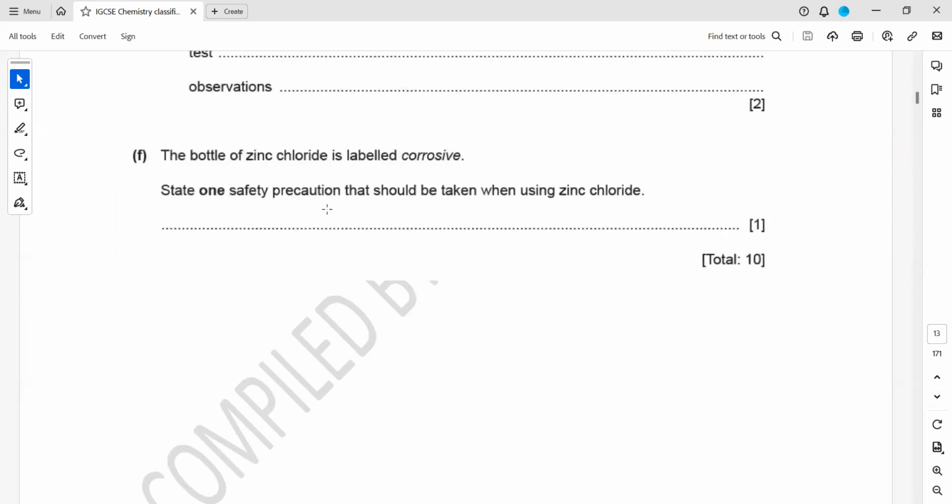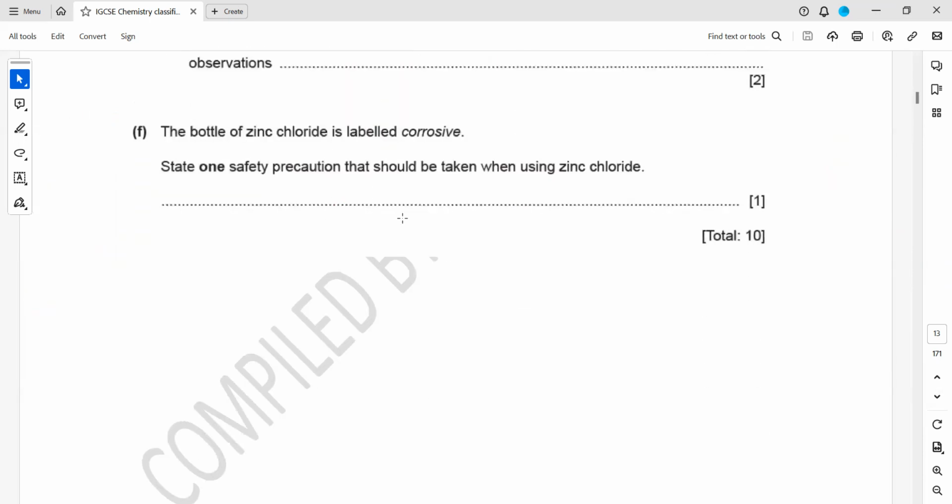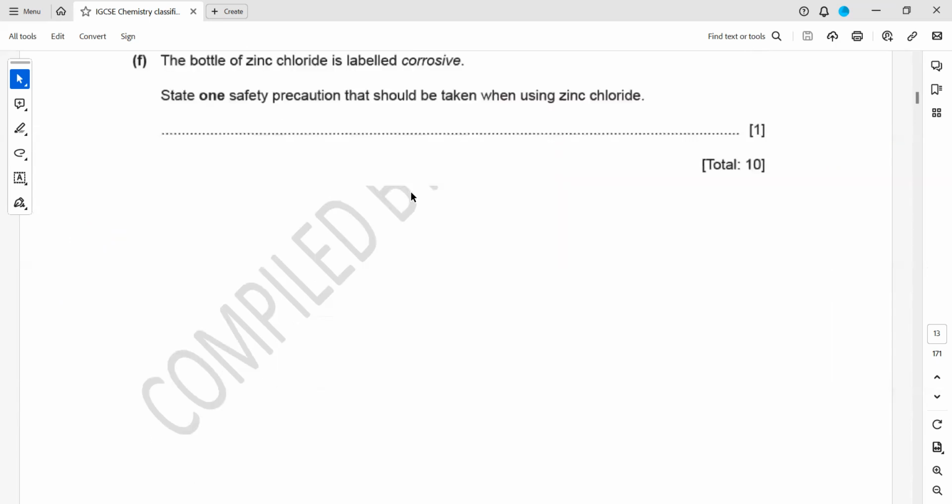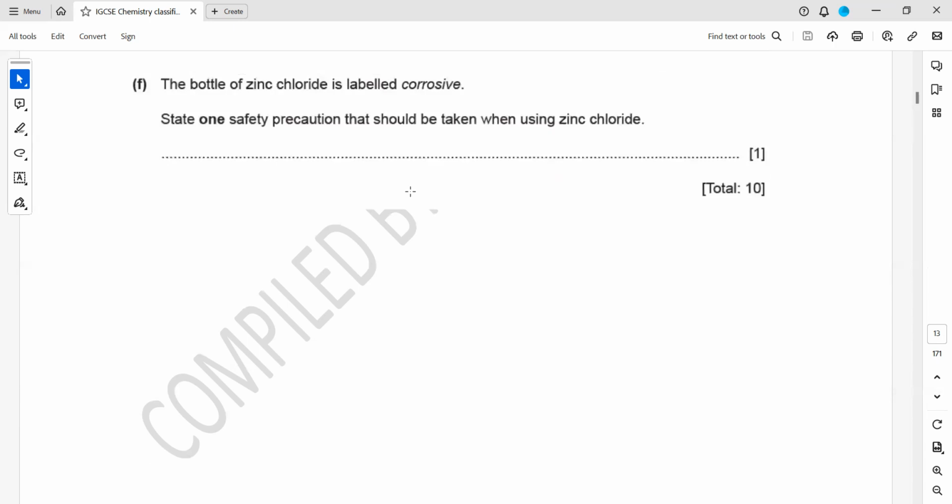The bottle of zinc chloride is labeled corrosive. State one safety precaution that you should take when you're using zinc chloride. If something is corrosive, what should you do? In a lab, if a chemical is corrosive, what should you do? Wear goggles. Yes, that is one thing. What else? So gloves. How can you avoid skin contact? Gloves or a lab coat.